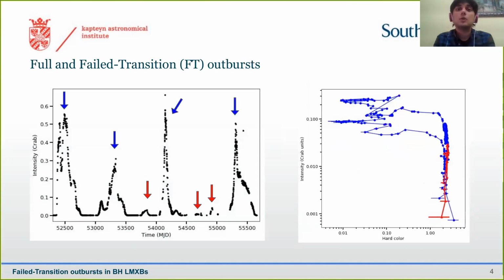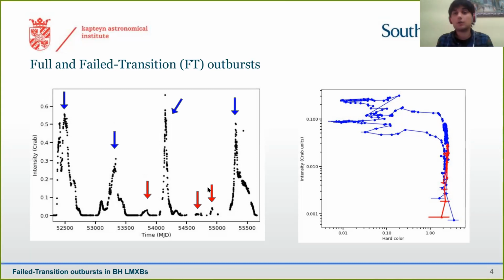In the past, we thought that this evolution was common in all black hole systems during outbursts. However, nowadays we know that this is not true. Here in the left panel, I show the long-term light curve of GX 339-4 obtained with RXTE PCA, and we can identify two types of outbursts: those marked with blue arrows and those marked with red arrows. On the right side, I show the two representative HIDs of both types of outbursts, the blue one representing the outbursts marked with blue arrows, and the red one related to those with red arrows.